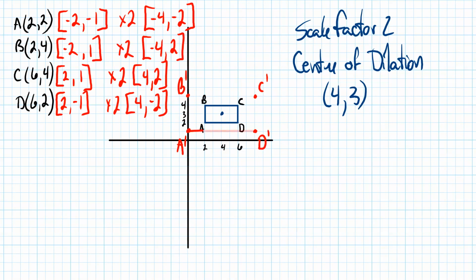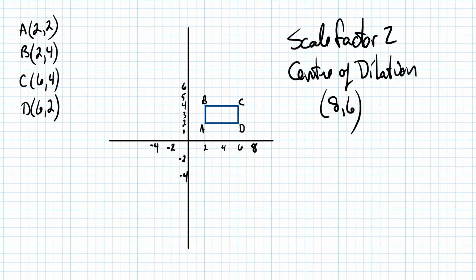Now we can connect up those vertices, and that gives us our dilated shape. You can see that the shape has basically grown in place. And a key fact to identify here now is that when you connect the center of dilation to each of the new vertices, you'll see that those lines pass through the original vertices as well. That's going to hold true regardless of where the center of dilation is.